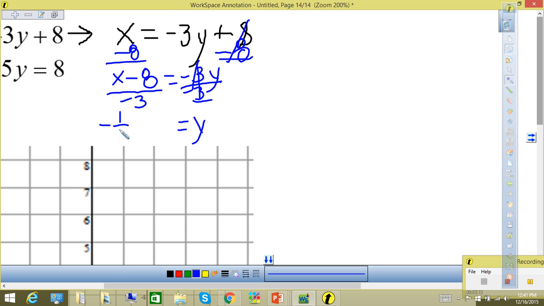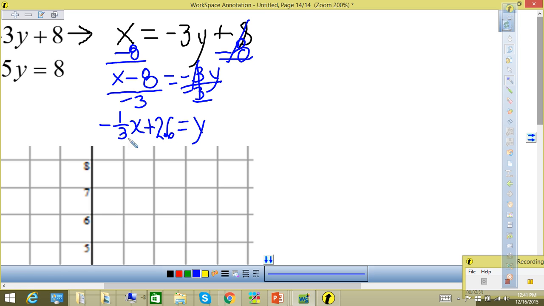Negative 1 over 3x. Why? Because it's a coefficient of 1 right here, right? What else? Negative divided by negative is a positive. How many times does the 3 fit into 8? 2.6 bar. I'm going to leave it as 2.6.